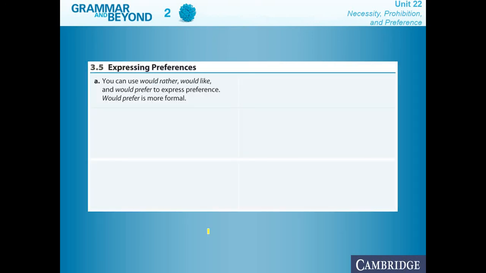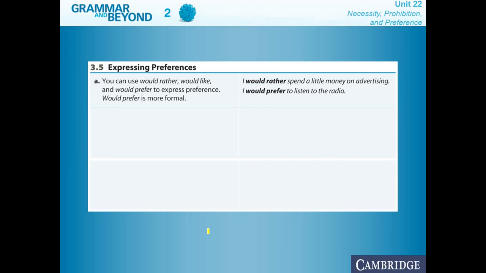Let's move on to the uses. We have a couple of them. We use would rather, would like, and would prefer to express preference. Would prefer is more formal. We have would rather spend a little time with my family, for example. Would rather, my preference, what I want to do. I would prefer to listen to the radio, my preference. I don't want to watch TV. I don't want to be watching YouTube.